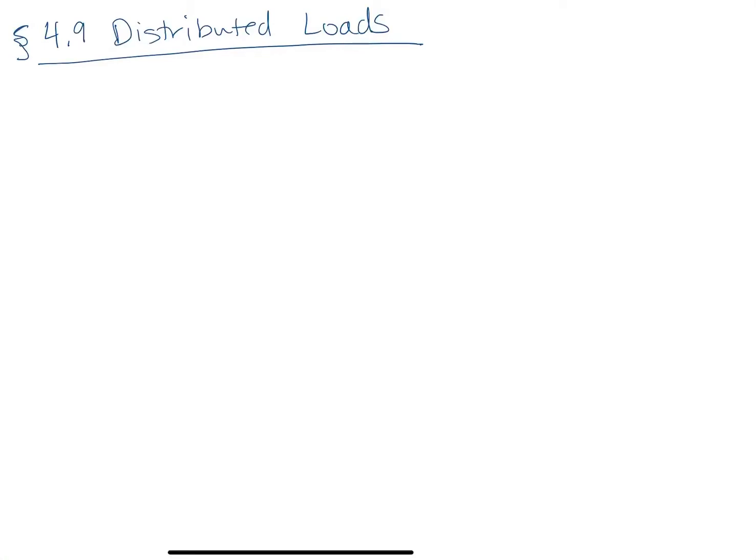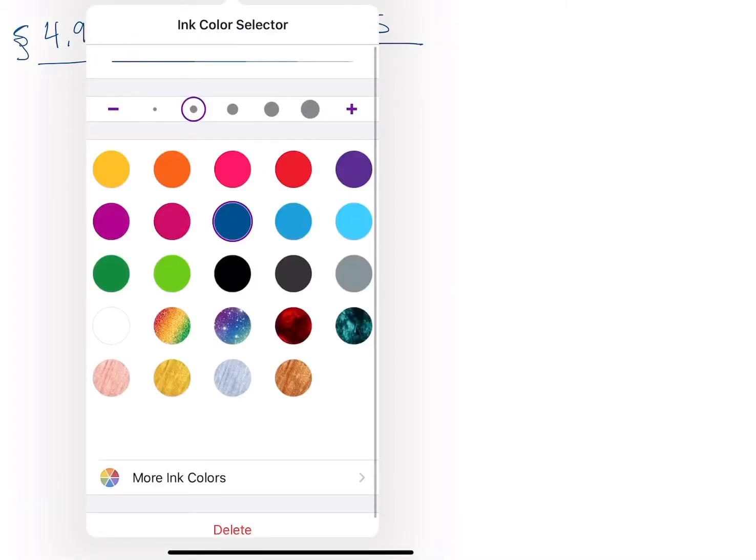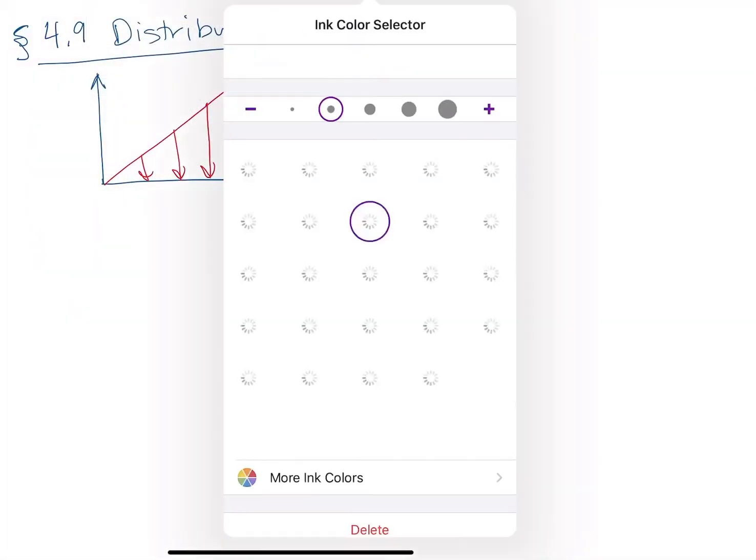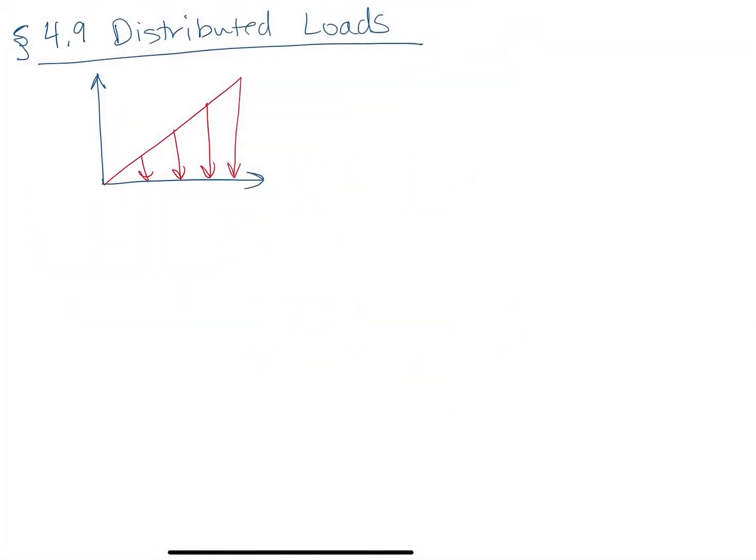This is a video for section 4.9, distributed loads. With this, basically we're going to be taking a distributed load, which looks something like this, and then we want to reduce it down to a single... We want to, so this is on a beam. But basically we want to reduce that force down to a single resultant force.